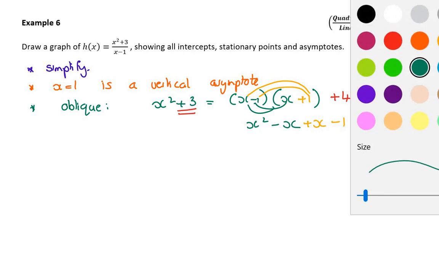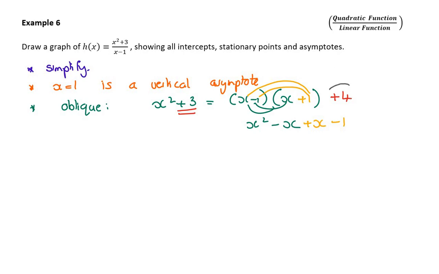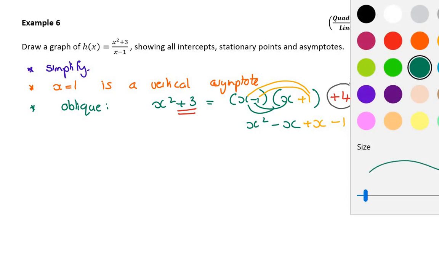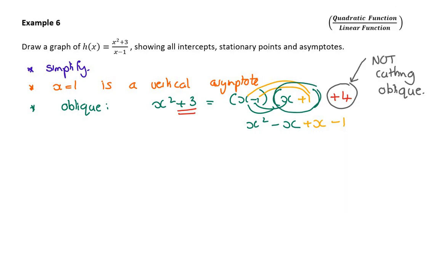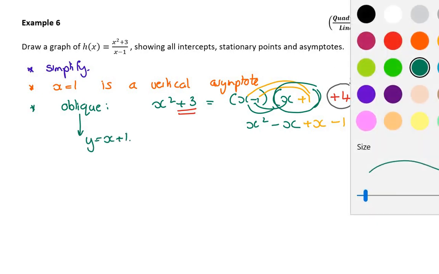Now again, none of these so far are hitting the oblique asymptote. So this tells me I'm not going to cut. And you've seen how useful that concept has been so far. So not cutting the oblique asymptote today. So what is my oblique asymptote? There it is. It's y is equal to x plus 1. So my oblique asymptote, y equals x plus 1. Intercepts.